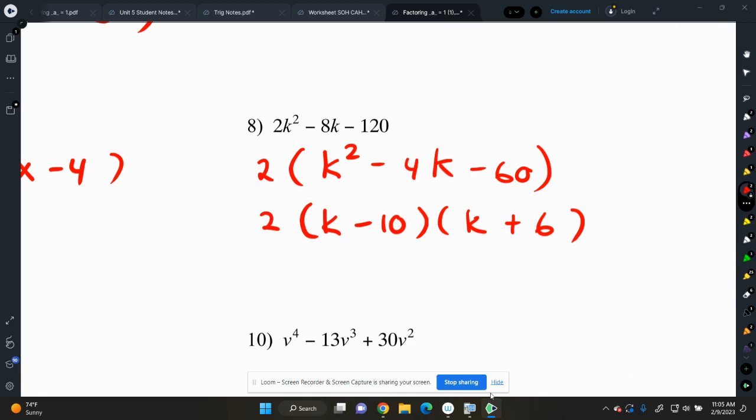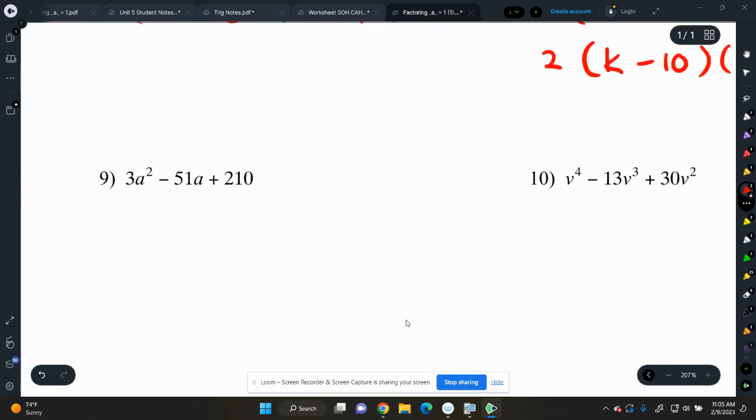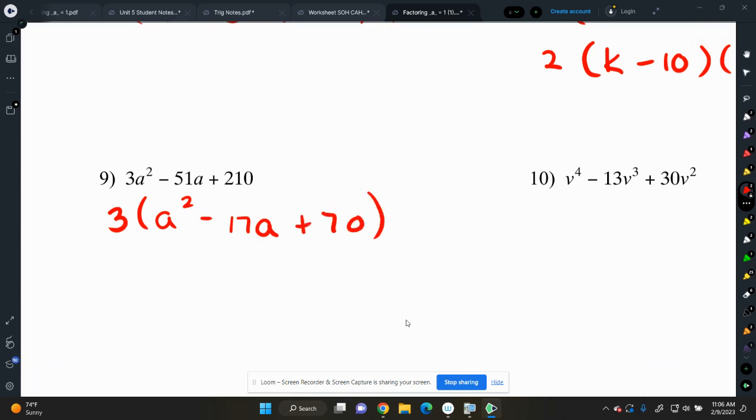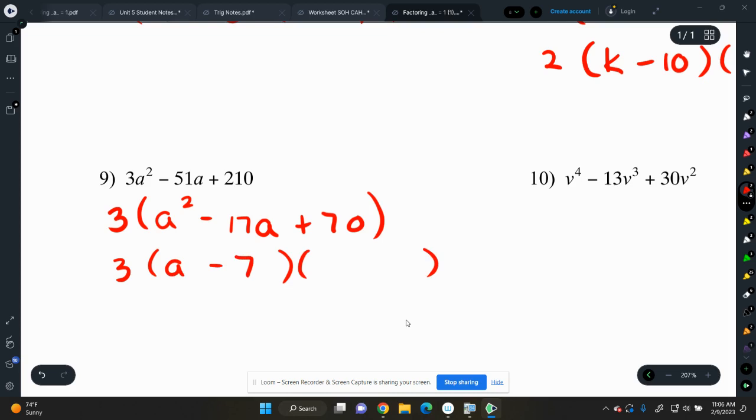Okay, Angel, number 9. I did the greatest common factor as 3. Okay, inside I'm going to put a squared minus 17a plus 70. Right? And then I put a 3 down. Good. Then I did a minus 7, and a minus 10. There you go. Excellent. Okay, good job.